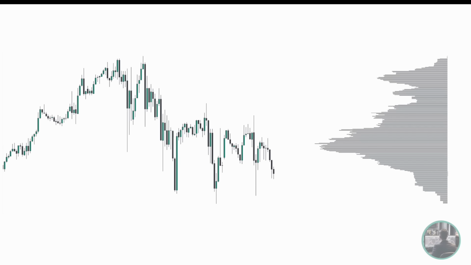The reason we use the visible range volume profile is we want to be able to take in all the relevant information that we're currently seeing on our chart. That way we don't have unnecessary volume from the past and only have what we need.